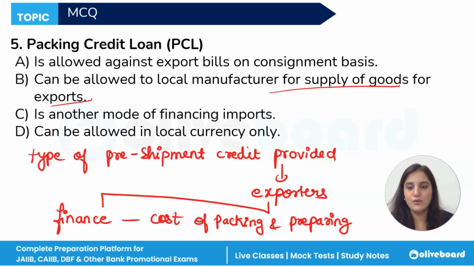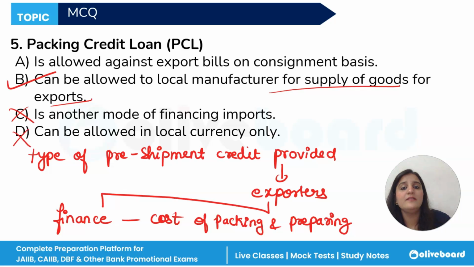See, this is also correct. Packing credit loans can be allowed to local manufacturers for the supply of goods intended for export. The loan helps cover the cost associated with preparing the goods for export. And is another mode of financing import is not correct. Can be allowed in local currency, not correct. So the correct answer is can be allowed to local manufacturer for supply of goods for exports.